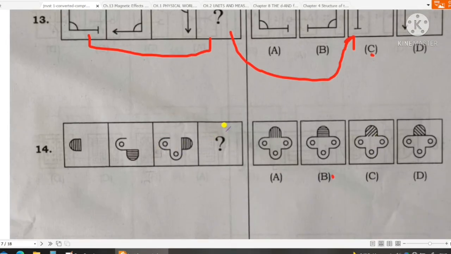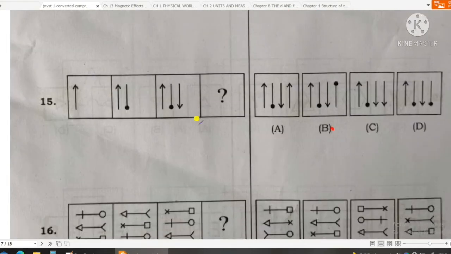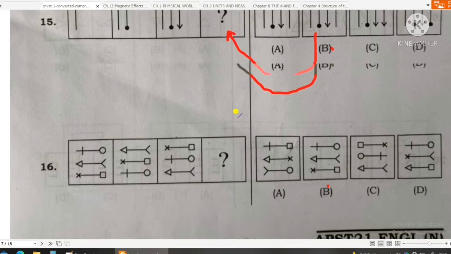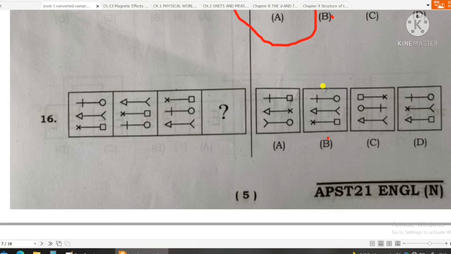In the next question, the answer is B for question number 14. Then for question number 15, you can see the figure in answer B, option B, is suitable for this question mark. In question number 16, you can see option B is the right, suitable one. So for these four questions you have to think it out.